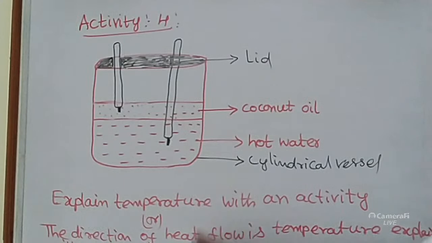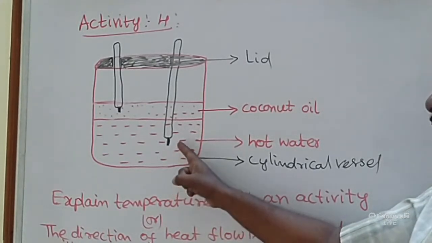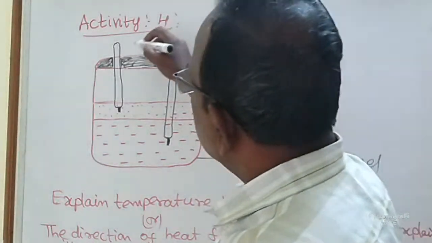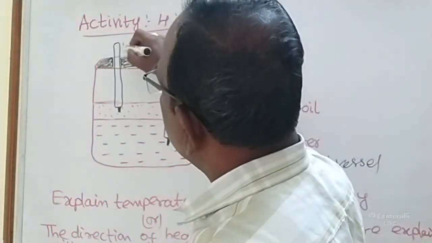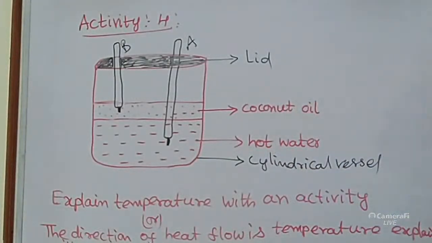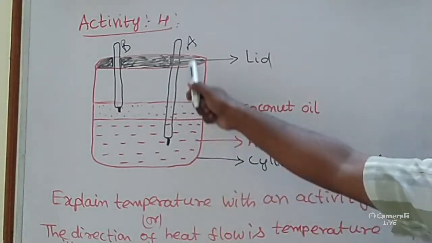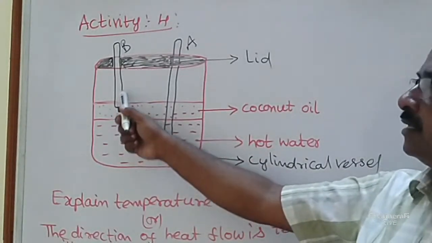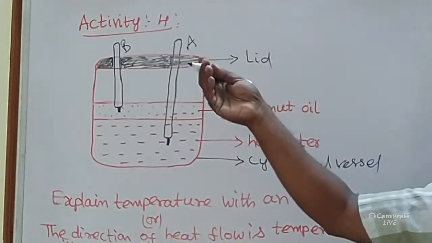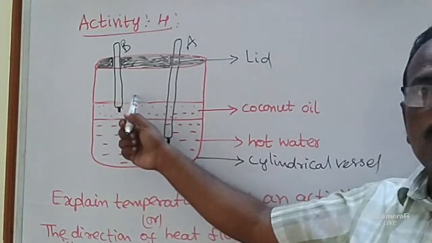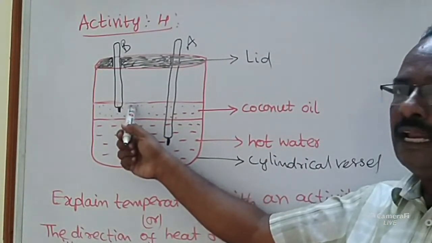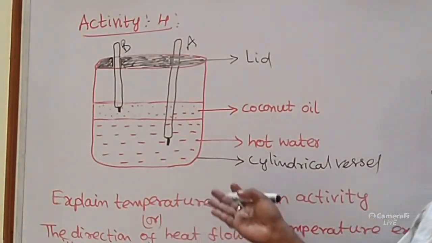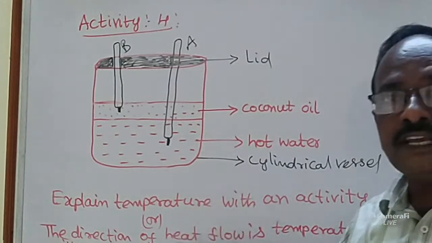So first of all, at which place will the temperature increase? Suppose this one is A, this one is B. At which place will the temperature increase first? At place A the temperature will increase first. Some time after, we can observe that B's temperature also increases. After some 15 minutes we can observe the temperature is more in the oil, less in the water. Why? So this is also called the direction of heat flow.